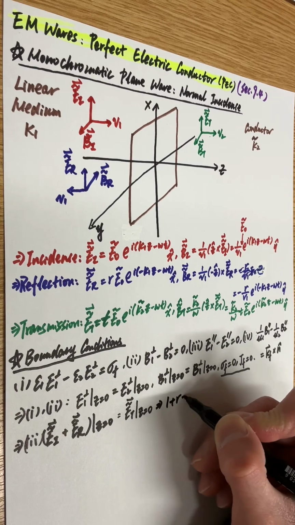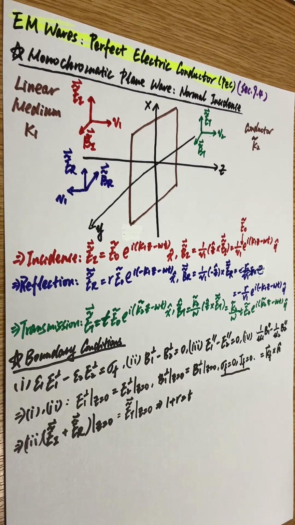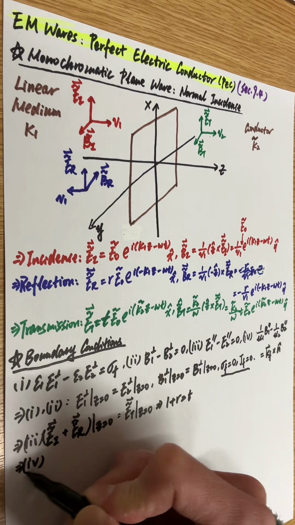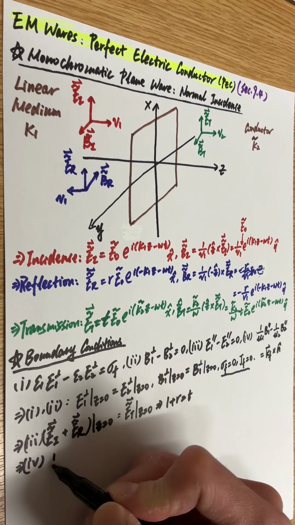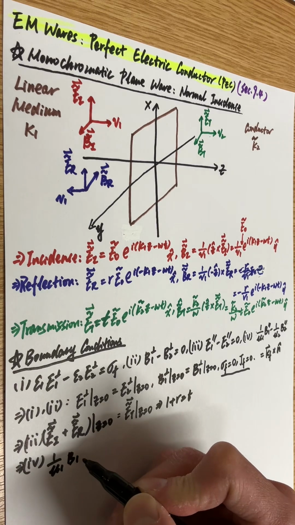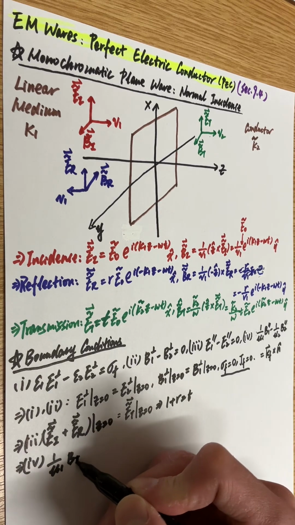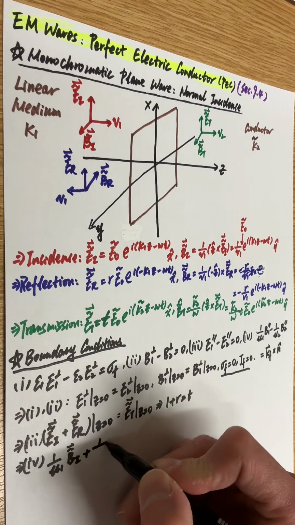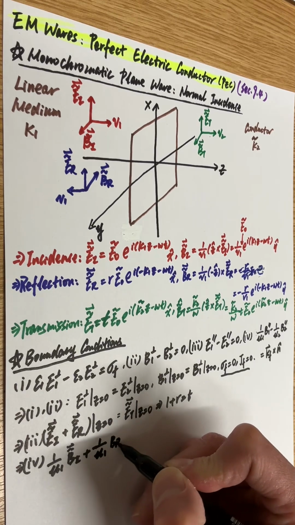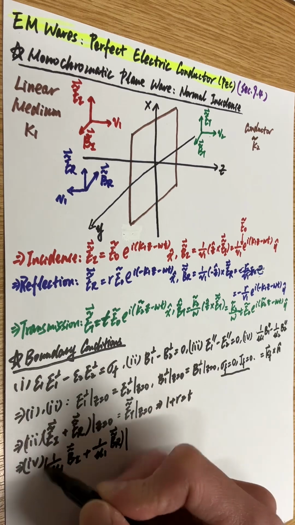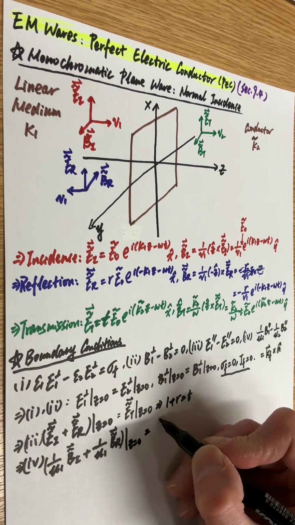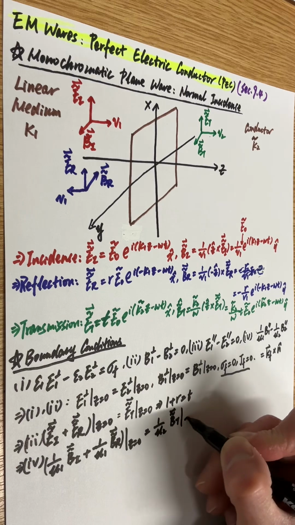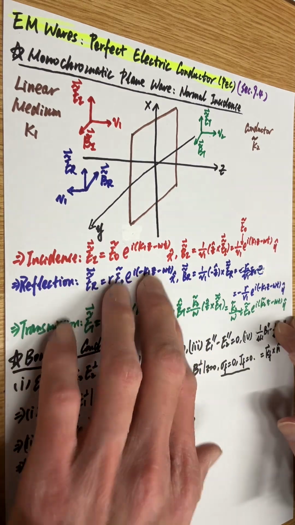So I have 1 plus R equals T. And now the last boundary condition: we have 1 divided by mu1 B_I plus 1 divided by mu1 B_R at the boundary equal to 1 divided by mu2 B_T. So let's look at all the magnetic field.